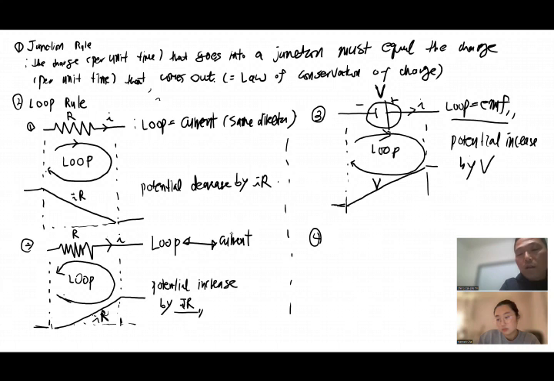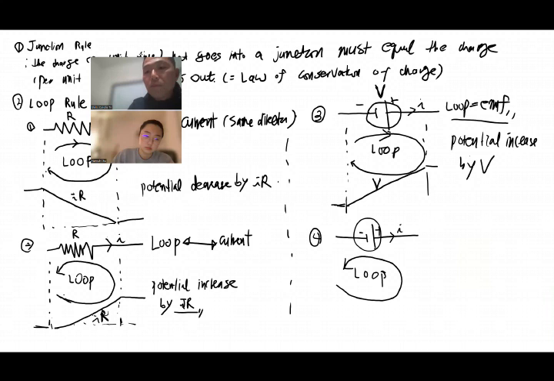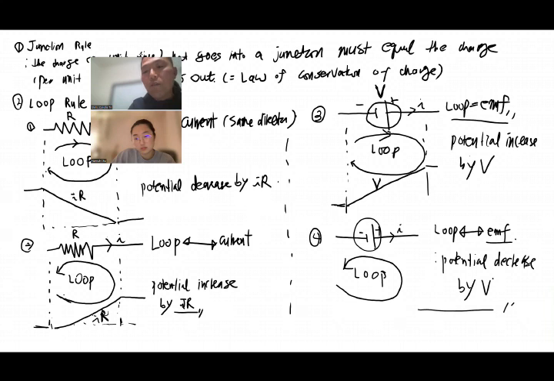Number 4, you have a battery and the current flows from left to right, and you choose the direction of the loop opposite to the direction of the current. Then obviously, as I said before, if you choose the loop opposite to the current through the EMF or battery, then the potential drops, or decreases, by V. So it comes with a negative sign in your analysis.